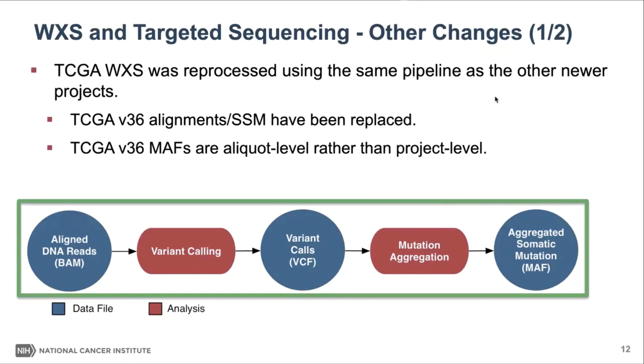In addition to this, you may recall that the TCGA maps were project level while all the other projects had aliquot level maps. And this has now been changed as of data release 32 so that TCGA v36 maps are now aliquot level and match with the rest of the GDC projects.